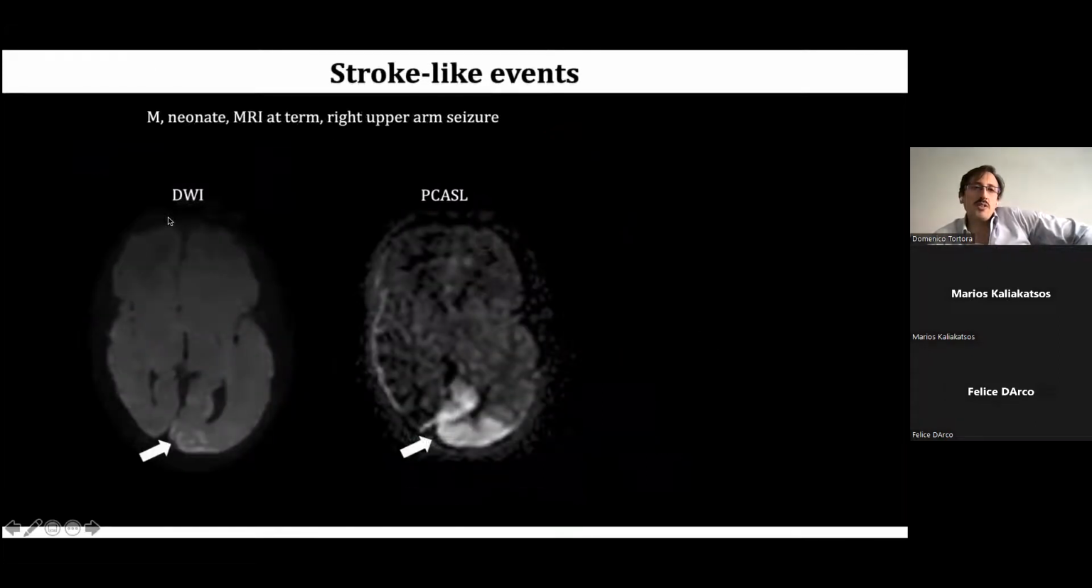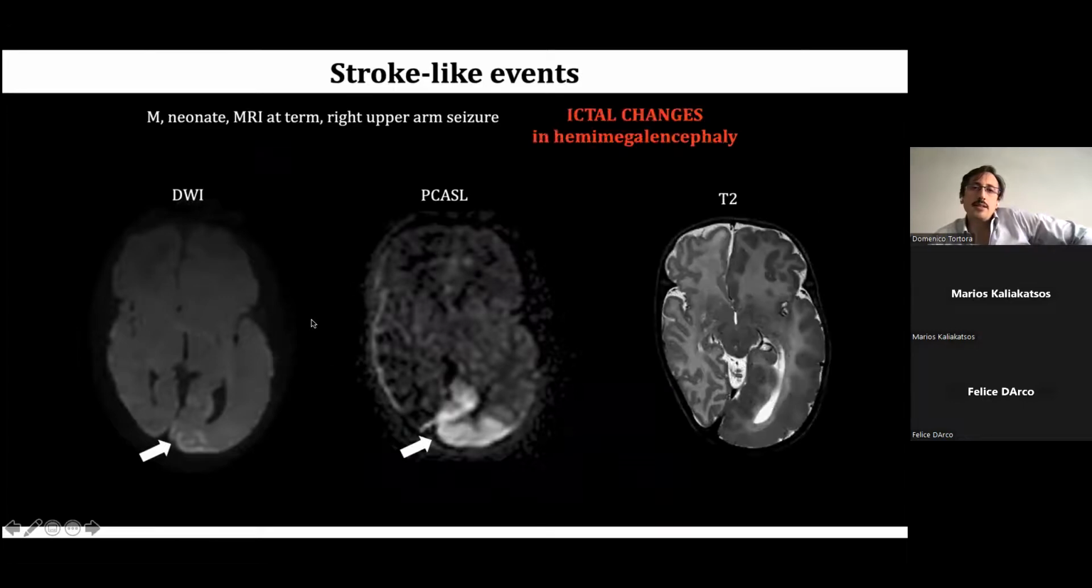This is a neonate with a very similar lesion. The neonate presented with a right upper arm seizure after birth. You can see again the restricted diffusion in the left occipital pole. You can see the hyperperfusion on the left side. In this case, it's important to look at the structural images revealing this malformation in the left hemisphere. It is a case of hemimegalencephaly, and these perfusion changes are related to the intense seizure activity.